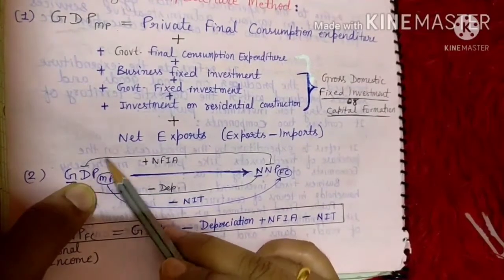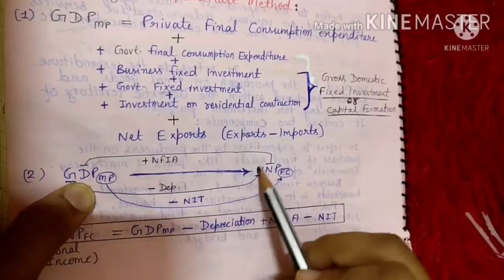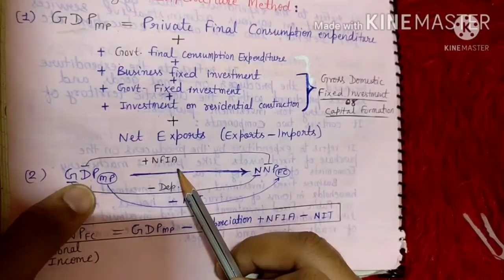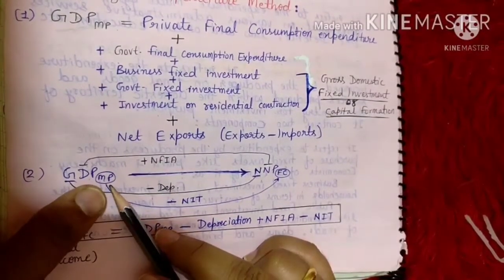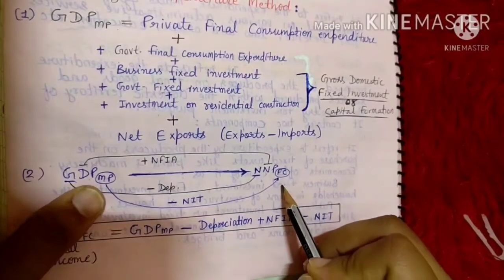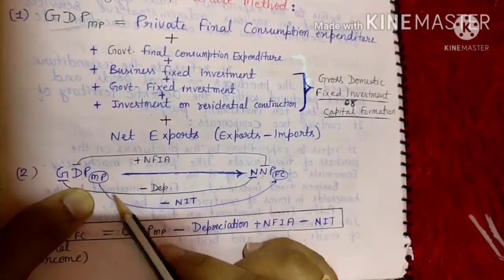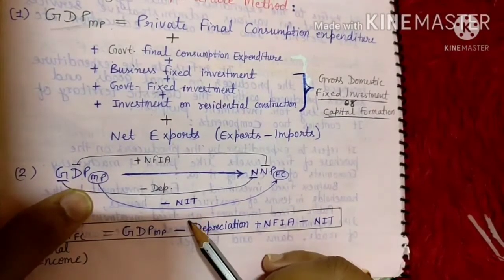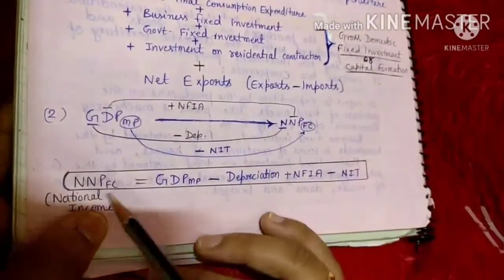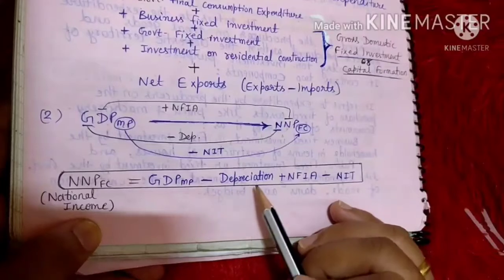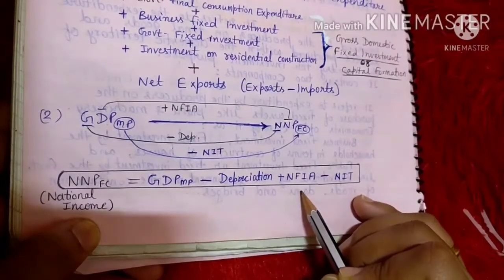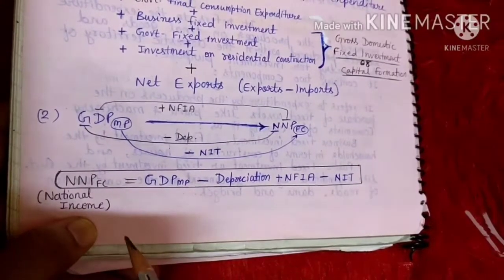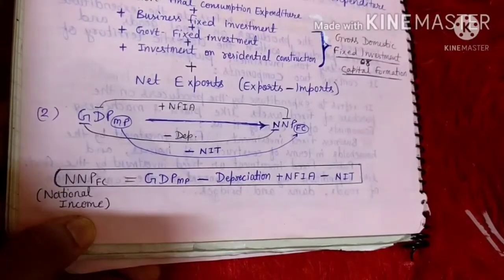Then D for domestic, we have to find out national. Domestic to national, we have to add NFIA. NFIA is net factor income from abroad. At last is MP, market price, and we have to find out factor cost, because national income is always found at factor cost. So we have to convert market price to factor cost by subtracting NIT. NIT means net indirect tax. So to find NNP at FC, from GDP at MP we have to subtract depreciation, then add NFIA, and at last subtract NIT. Then we will get our national income. I hope it is clear to you.